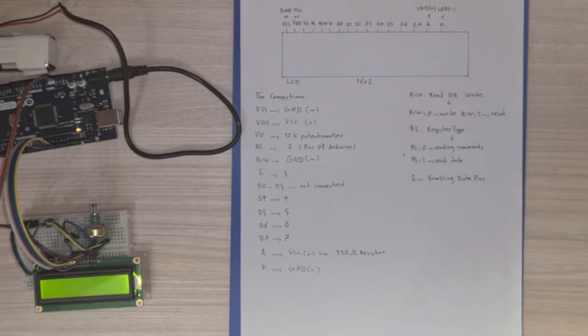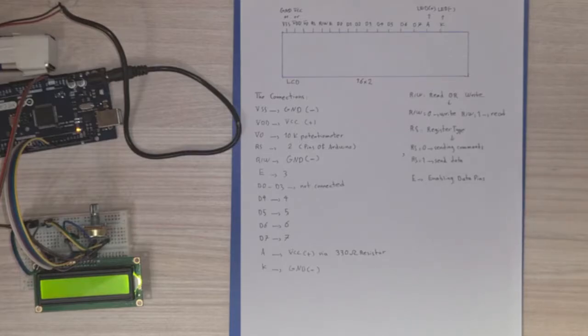This tutorial has three parts. The first part is the connections and a bit of explanation of how LCDs work. The second part is commands and coding of the Arduino to connect LCD. And the last part is the results, and that's it. So for the first part, we're going through it, and let's start.